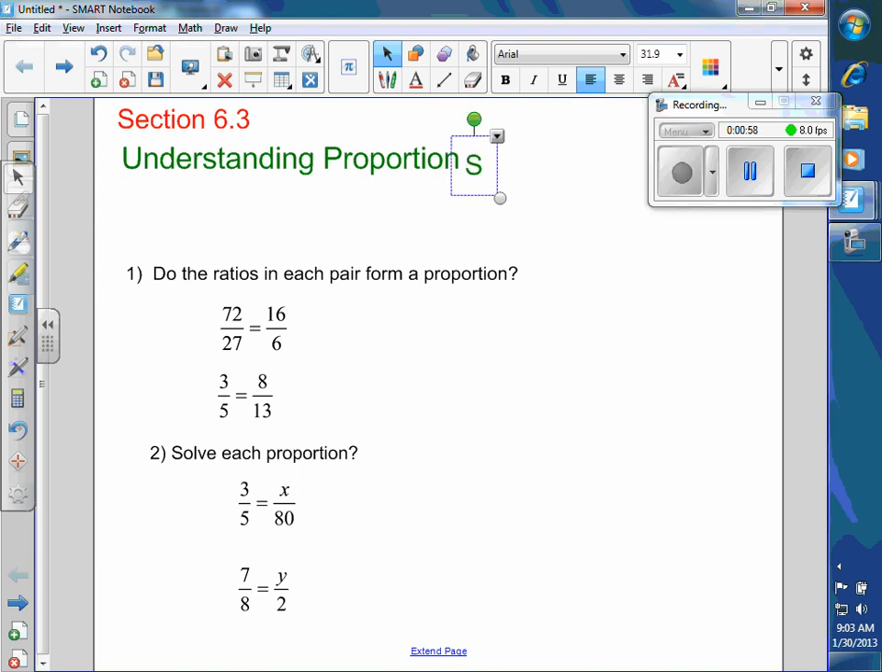Okay, so this is actually something that you have been working on for months, understanding proportions. So it should be just one more little thing that we add to the mix. Okay? So I bet if I ask you to give me some examples of proportions, you could do that. Does anybody have an idea of what makes something proportional?